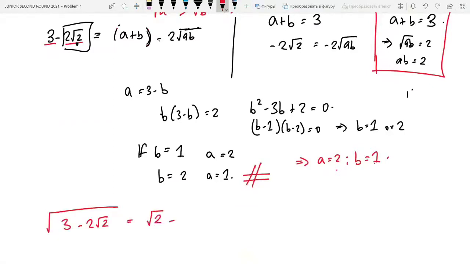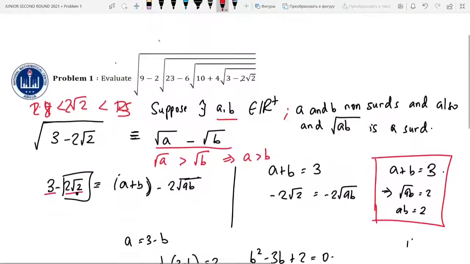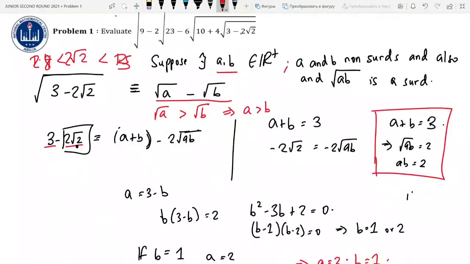Root 2 minus root 1. Or since root 1 is just 1, we can write it like this. And to verify, you can square this and easily see that you get this. So this is the square root of 3 minus 2 root 2 in this form.